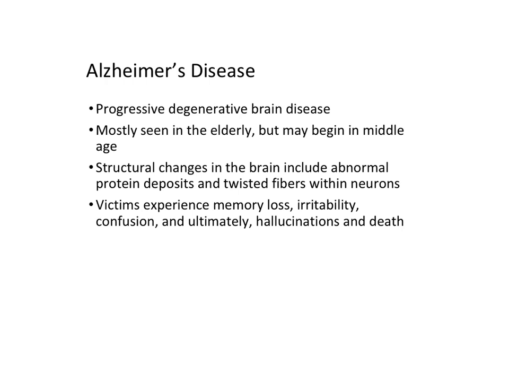And then another thing that can affect brain tissue is something like Alzheimer's disease. Alzheimer's disease is a progressive degenerative brain disease. It's a form of dementia. It's mostly seen in elderly but can begin in middle age, and it occurs when structural changes in the brain include abnormal protein deposits and twisted fibers within the neurons. And so people with Alzheimer's can end up with memory loss, irritability, confusion, hallucinations, and then it is ultimately a fatal disease.